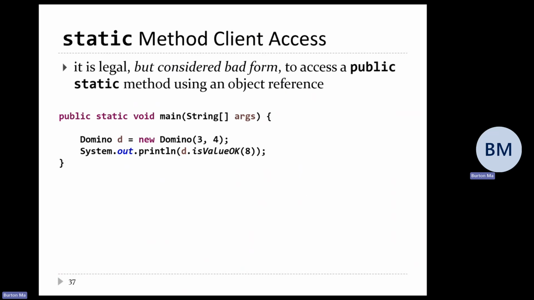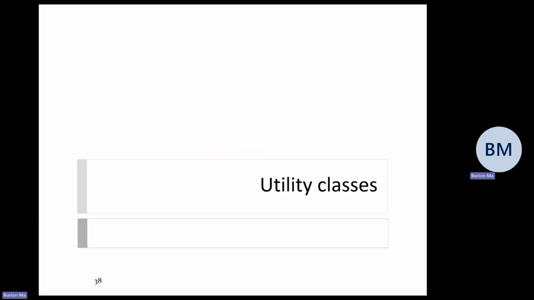Okay, so earlier in the course, in assignment 1, you made a class and everything inside the class was static. So that's an example of what's called a utility class.